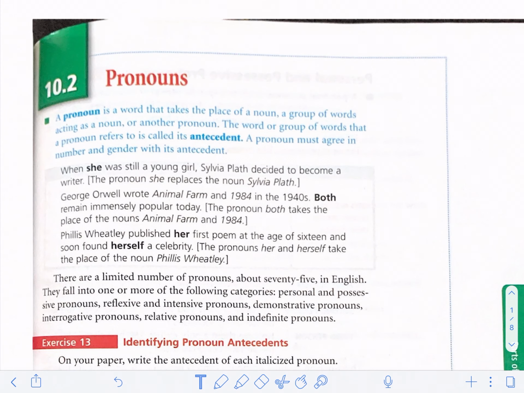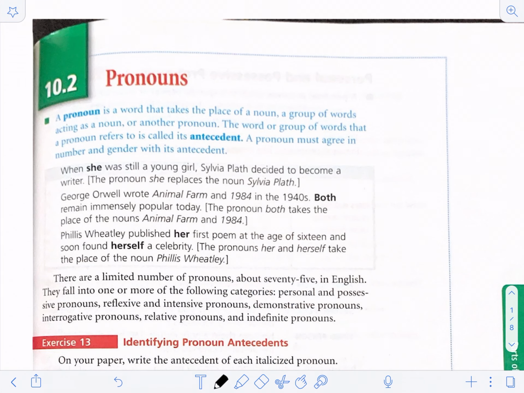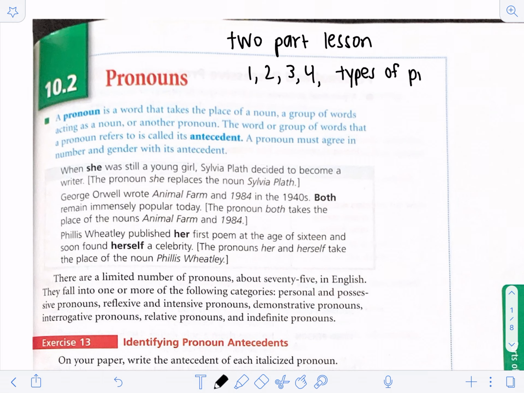All right, guys, this is going to be our lesson for pronouns. Pronouns is a two-part lesson. We will be learning about the first four types of pronouns. So when the part two notes come out, they will be on the second four. So there's a total of eight different types of pronouns.